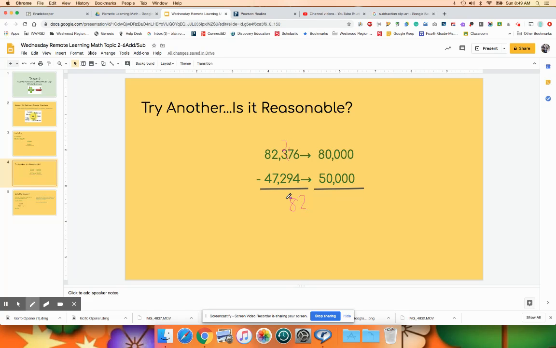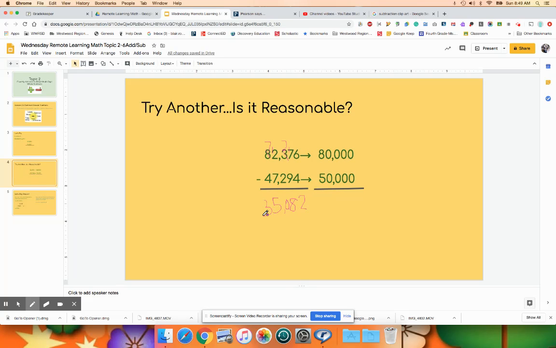2 minus 2 is 0, comma. 2 minus 7 I can't do, so I'm going to go to the neighbor and borrow. 12 minus 7 is 5. And 7 minus 4 is 3. So our actual difference is 35,082.